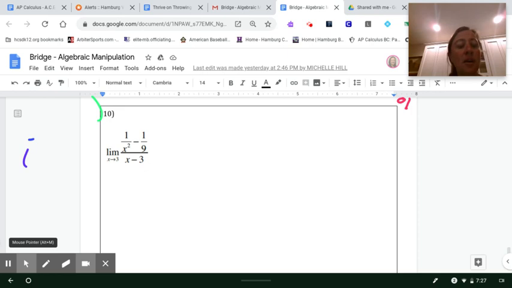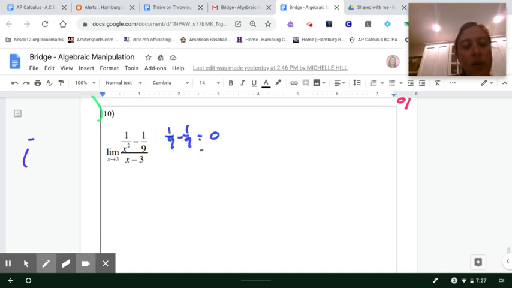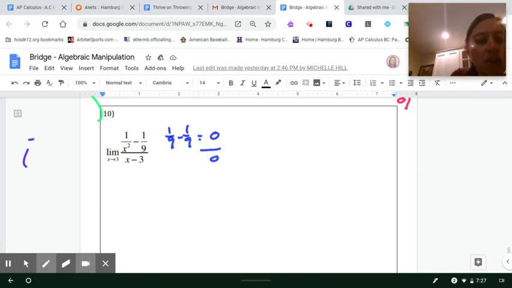All right. Number 10 is our last one, and this is complex fractions. We did a lot of these in Algebra 2. We'll start with our direct substitution by plugging in a 3. So I'm going to get 1/9 minus 1/9, which is obviously 0, over 3 minus 3 is 0. Okay, so we know we have to use some sort of manipulation here.